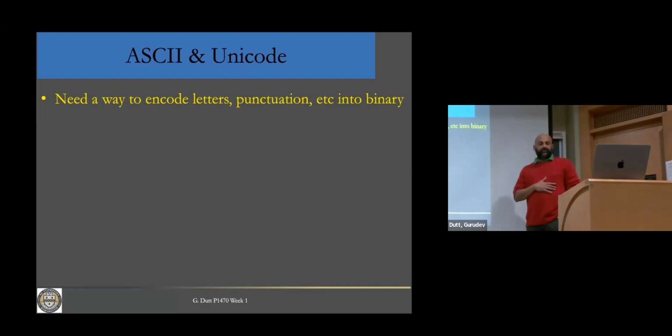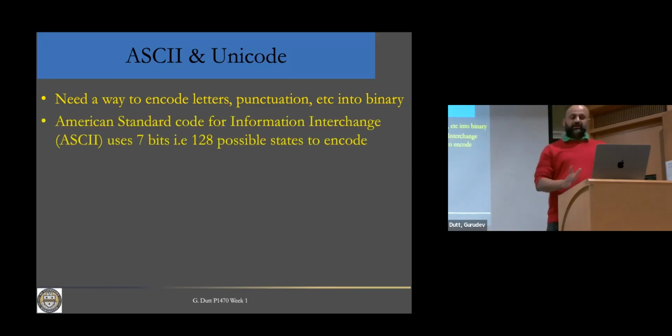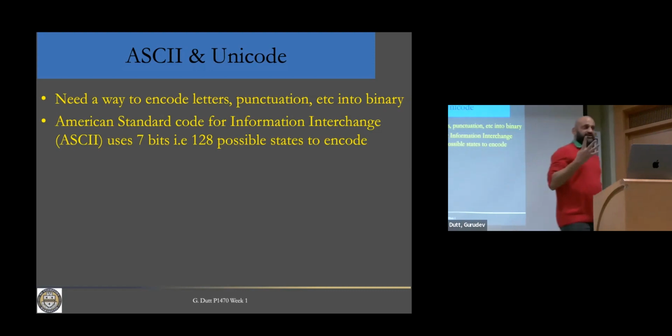So we also need a way in normal computers to encode not just numbers, but also other things like letters, text, punctuation, images, etc., into binary. When you want to encode at least text, which is letters and punctuation and other things, into binary, there is a standard that evolved, called the American Standard Code for Information Interchange, which is ASCII. And this ASCII uses 7 bits.